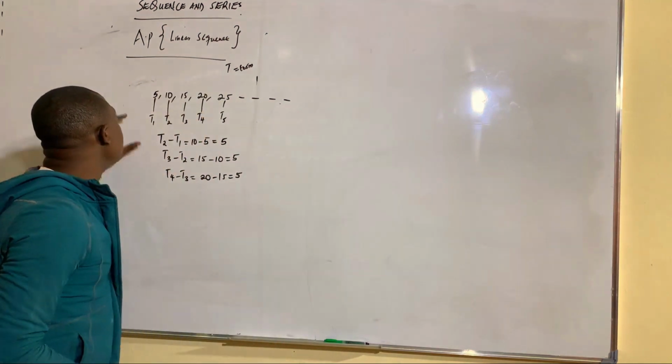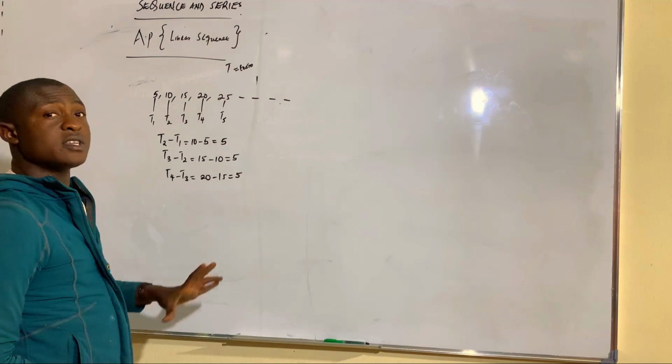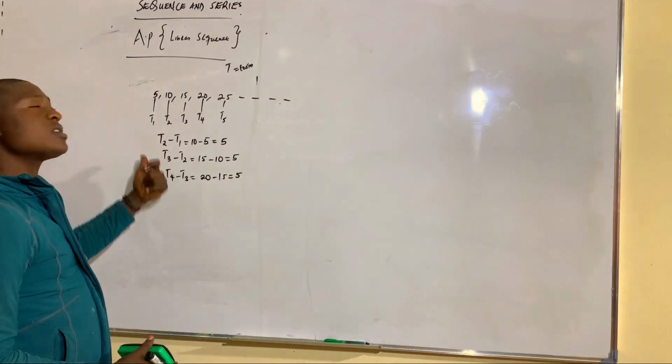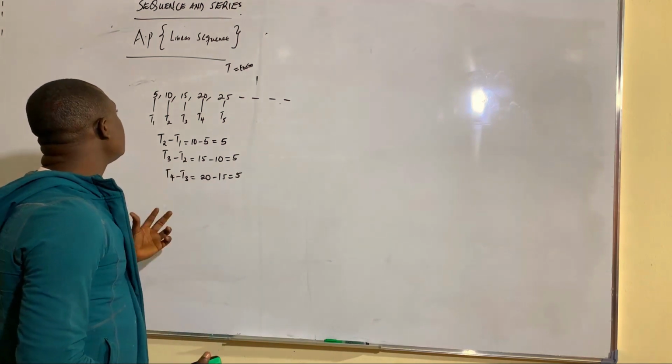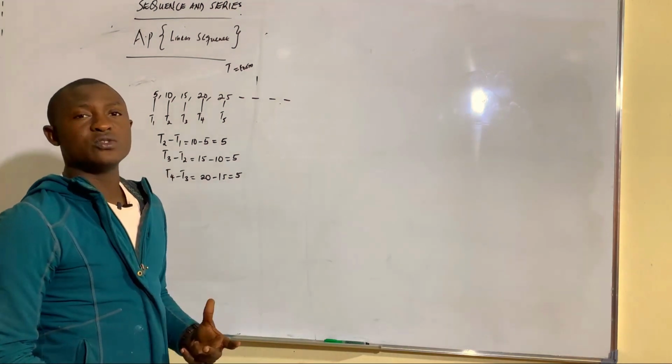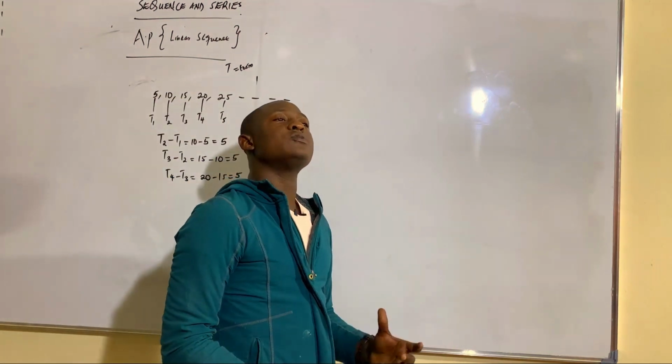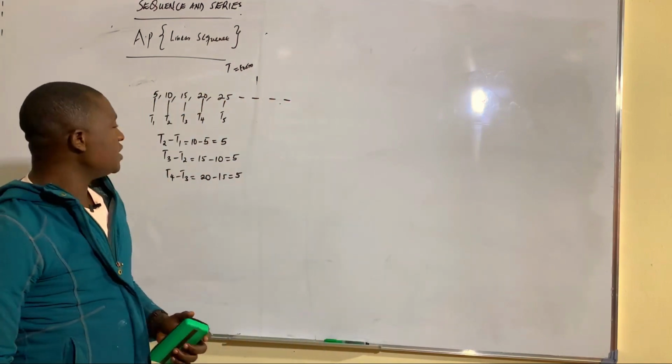difference. Even if the terms are in the form of alphabets, maybe the first one is X, once you know the law that governs them, just find the difference. So if this is an AP or linear sequence, we are expecting the terms to have the same difference.